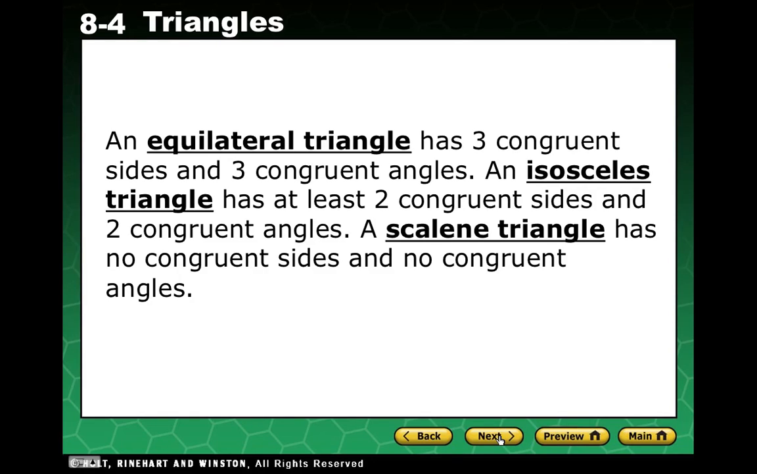Okay, an equilateral triangle has three congruent sides and three congruent angles. An isosceles triangle has at least two congruent sides and two congruent angles. A scalene triangle has no congruent sides and no congruent angles.